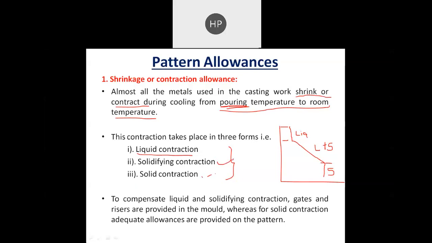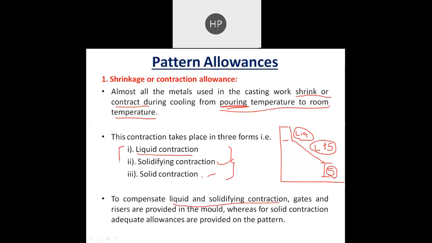When it goes from a higher temperature to room temperature, during that it will be solidified. That contraction is termed as solid contraction. So there are three phases of contraction: first liquid contraction, second solidifying, where we have a liquid plus solid contraction, and then solid contraction.